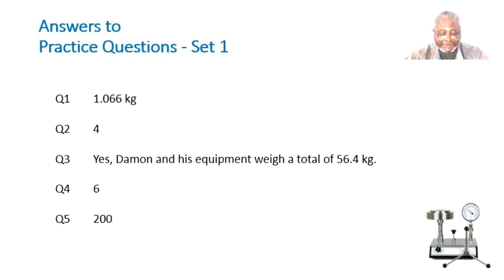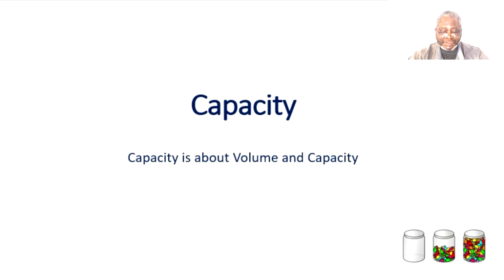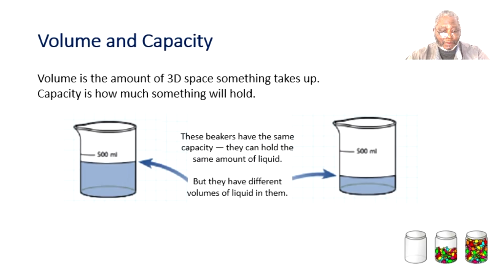We'll go on to capacity now. Capacity is about volume and capacity. So we need to know what volume and what capacity is. Volume is the amount of 3D space something takes up. That's on the outside, if you like. And then capacity is how much something will hold.